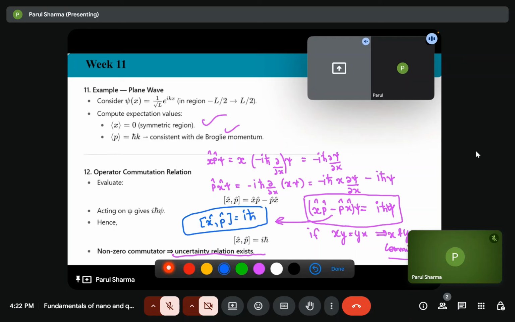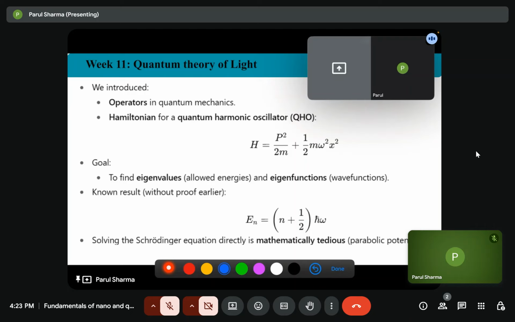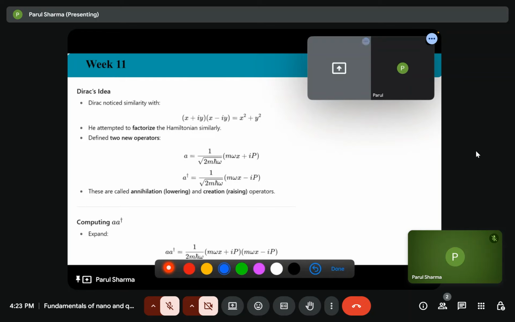So initially we solve the Schrodinger equation directly by using the parabolic potential. Now, what was Dirac's idea? So we defined two new operators, that is A, the annihilation or lowering operator, and A dagger, the creation or raising operator.